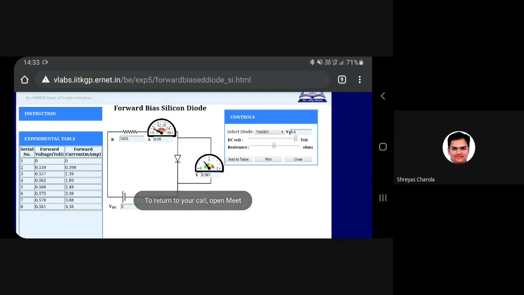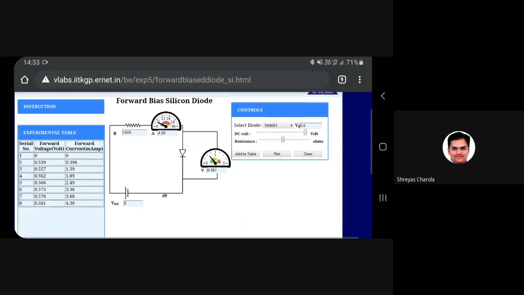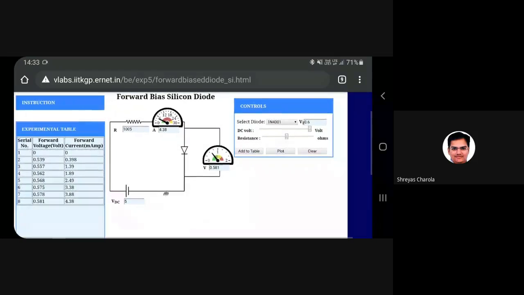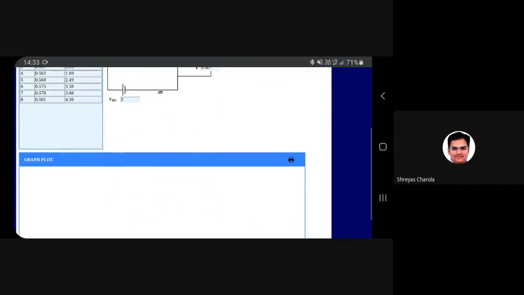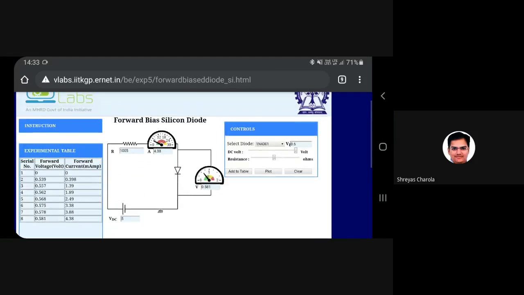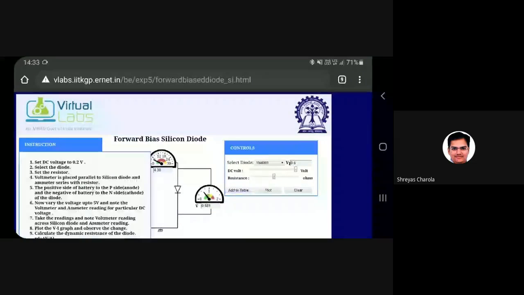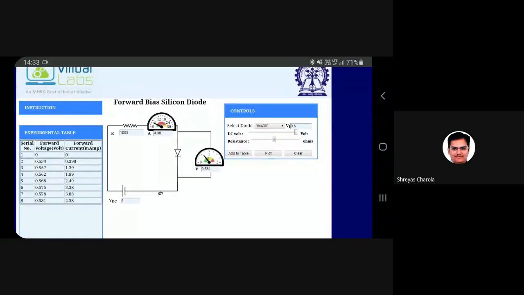Okay. Did you get the table? Good. Go to the plot now. See, there is a thing, plot. Below the add to the table, there is a plot. On that voltage and all the things. Plot. Add to the table, plot and clear.